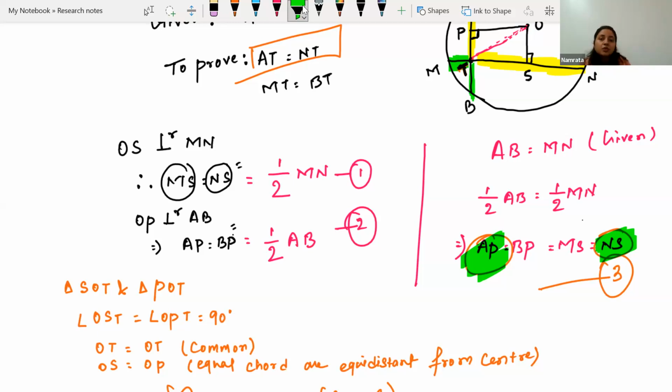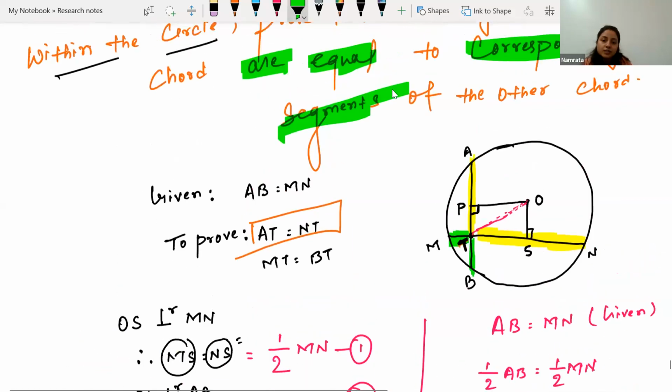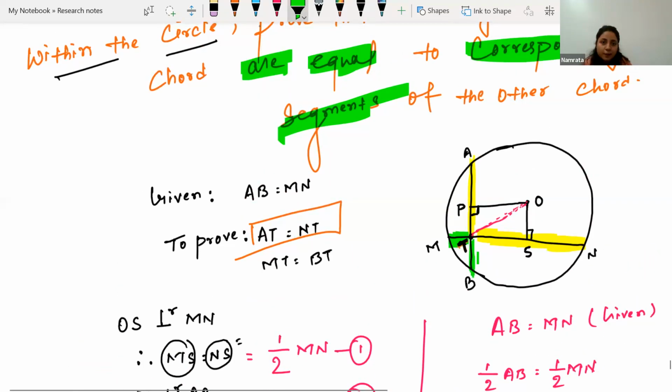Why NS and AP only? Because ST means we have got this much part. But I want the whole yellow part. So that's why I have taken NS.